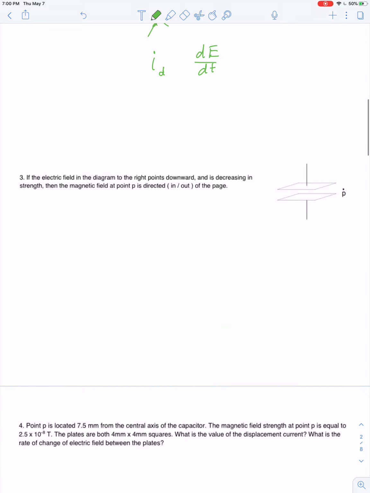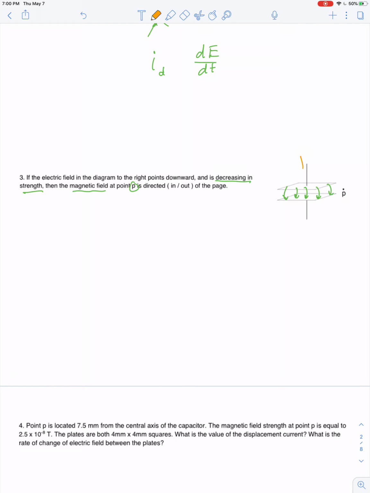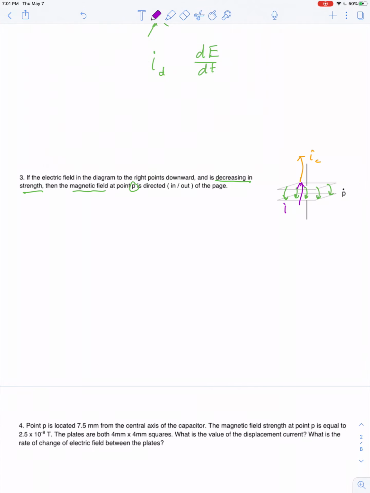Next question. If the electric field in this diagram points downward, same sort of deal, and it's decreasing in strength, then the magnetic field at point P is in which direction? Like we already found, if this electric field is decreasing in strength, it must be because we're conducting electricity off it. The displacement current points in the same direction as the conduction current. So, use the right-hand rule: point your thumb upward in the direction of the displacement current, and you see your fingers point inward, so the magnetic field points into the page.